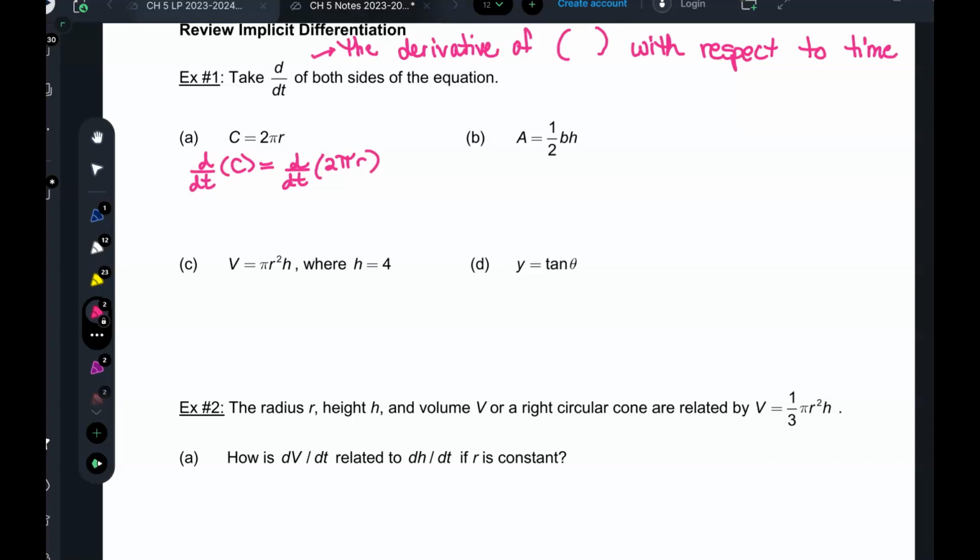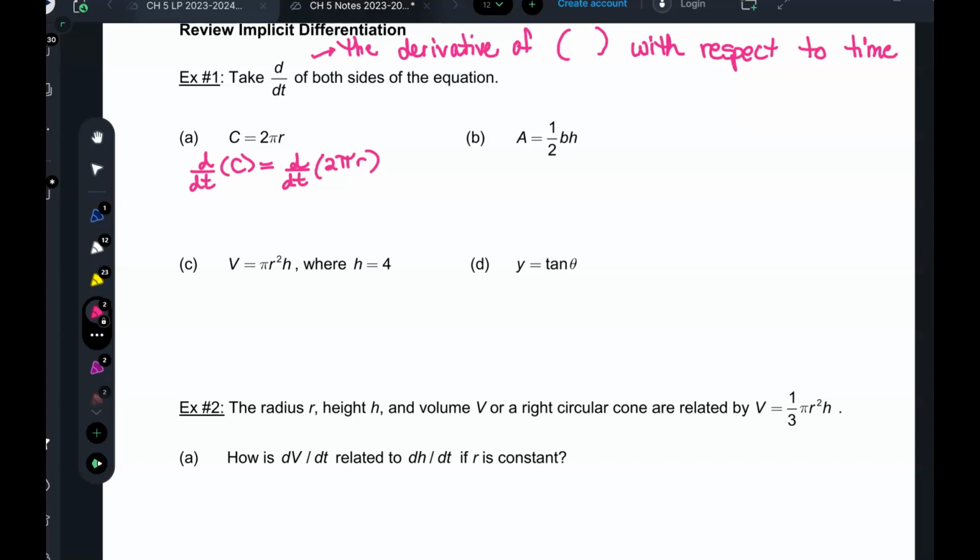Okay. All right, Sophia? So, like, it's dy dt, like, that would be... Exactly. Okay. So this will help reinforce what we did in implicit differentiation in the last chapter.